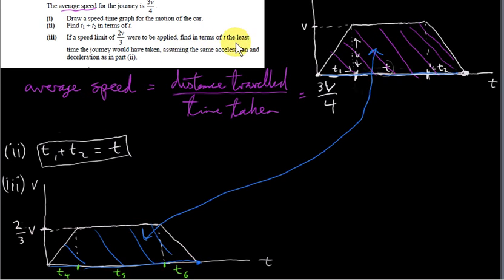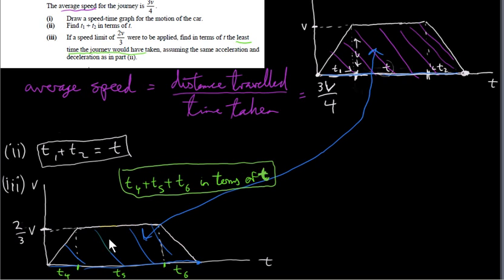So what we want is the least time the journey would have taken. So we want to calculate T4 plus T5 plus T6. Well, T4 plus T5 plus T6 will be the exact time to cover this distance here, this shaded region, which is the same as this. So we want T4 plus T5 plus T6 in terms of t. Well, let's look at this distance here. We can equate it to this distance, which we worked out in the first part. And by equating these, hopefully we can answer the question.